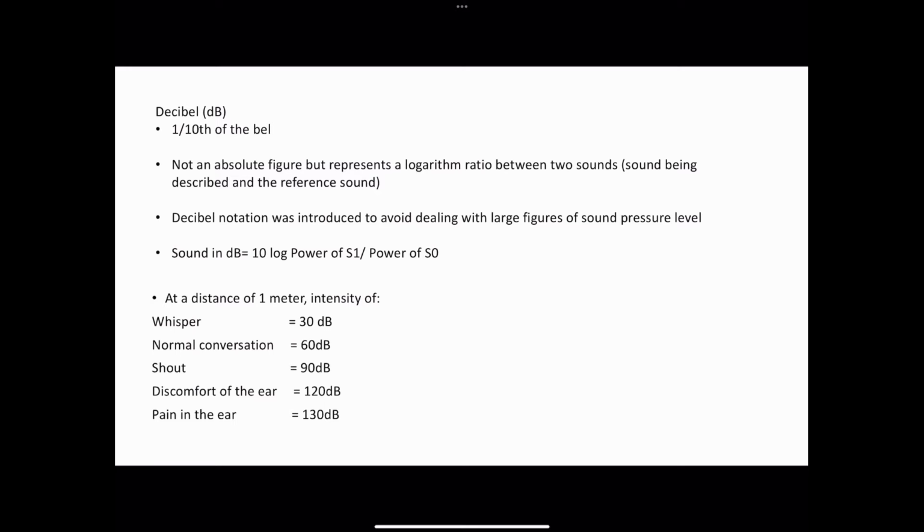At a distance of 1 meter, the intensity of a whisper is equivalent to 30 decibels. Normal conversation is about 60 decibels. A shout is 90 decibels. Discomfort of the ear occurs around 120 decibels, and 130 decibels will cause pain in the ear.